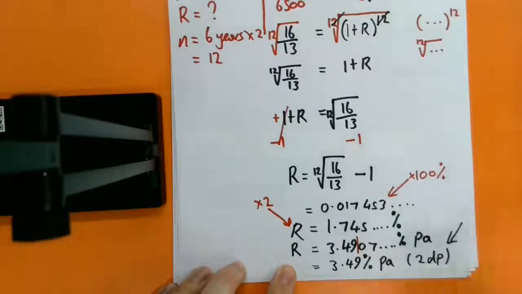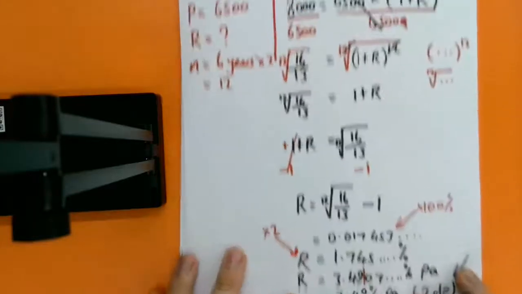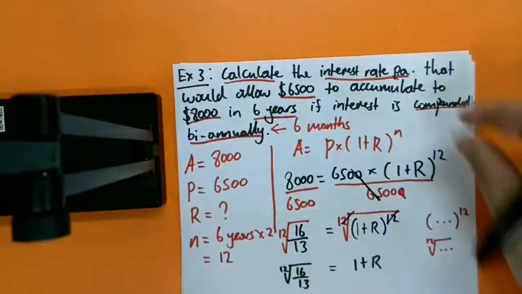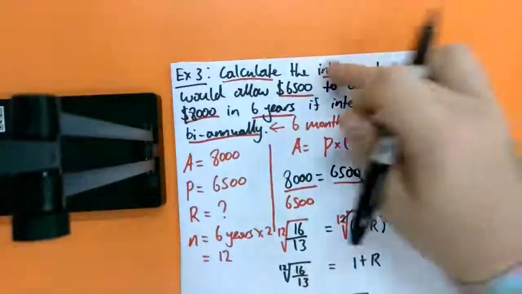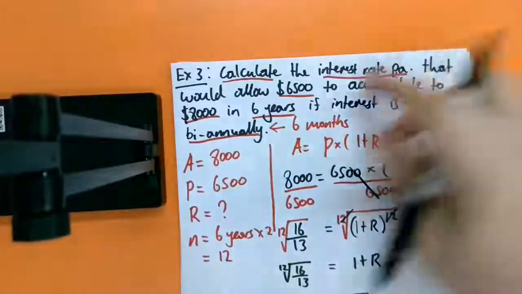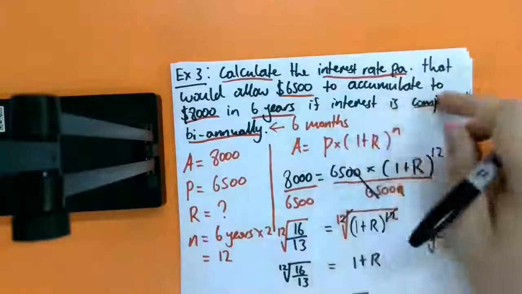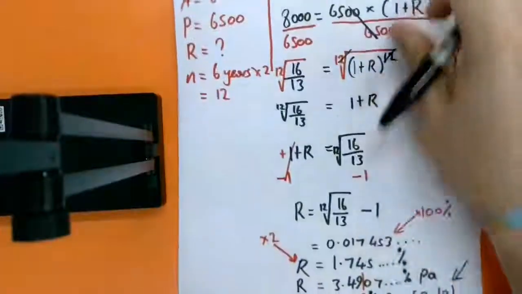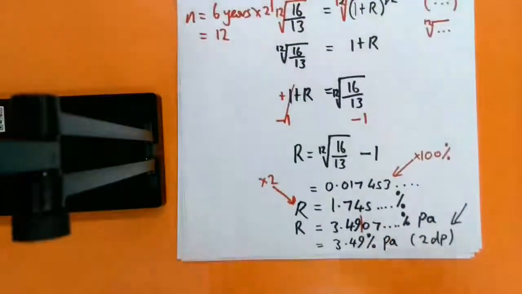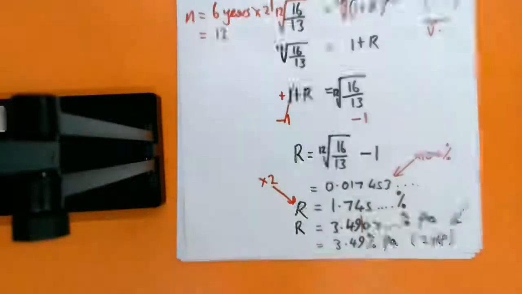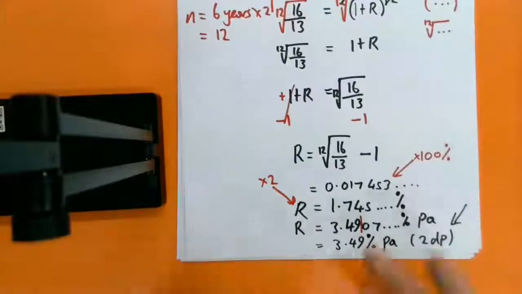We are finished. The reason why we have to make this per annum is because it asks us up here in the question to calculate the interest rate per annum, per year. But what happens here is we are actually only compounding biannually, so we have to take that into account. And that's why these questions are a little bit harder. So because it's biannually, we multiply by 2. If it was monthly, we would multiply by 12. If it was weekly, we would multiply by 52.